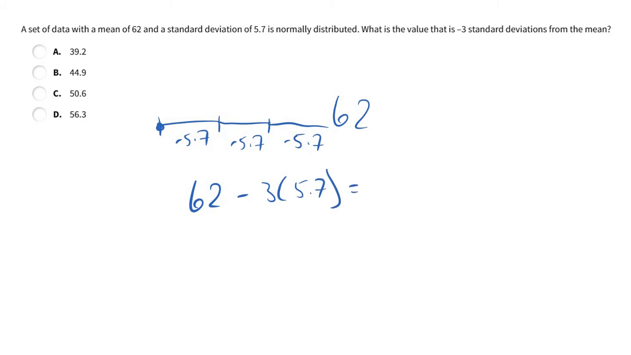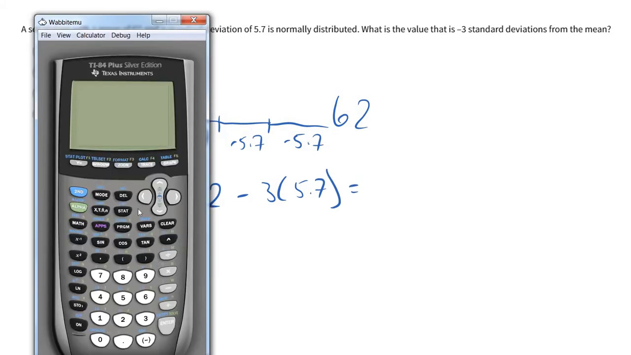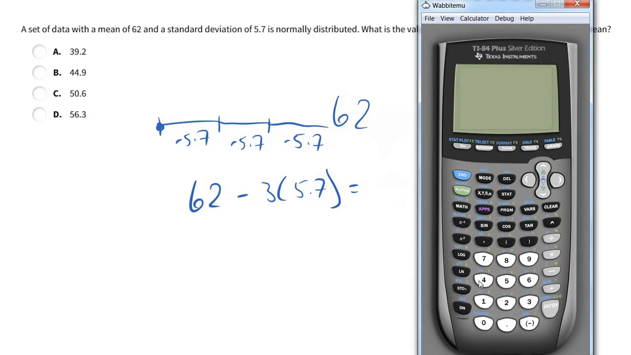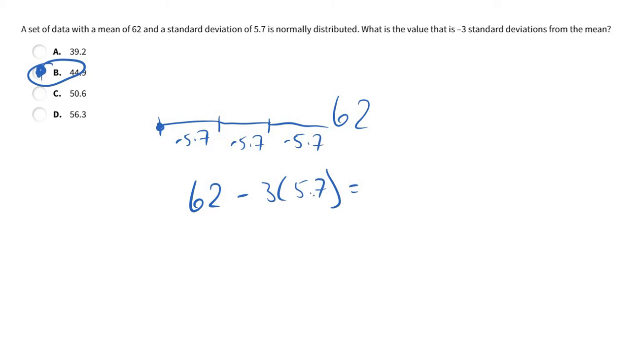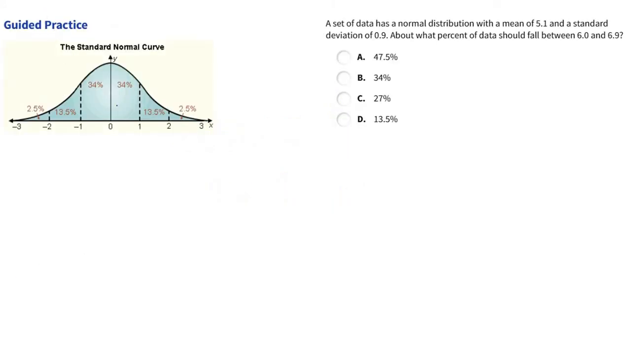Let's see what that gives us. I'll bring up my calculator here just so we can picture that. So 62 minus 3 standard deviations, each one was 5.7. Okay, we get 44.9, okay? So again, looks like B is going to be a winner there. They could have said, hey, plus 2 standard deviations, well, you just go the opposite direction, plus 2 times 5.7.